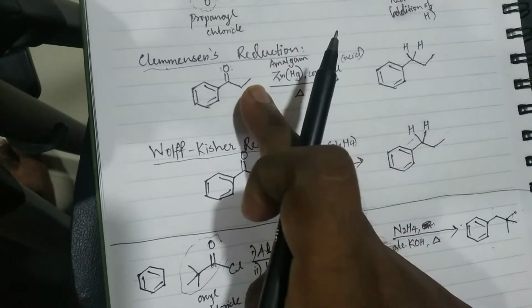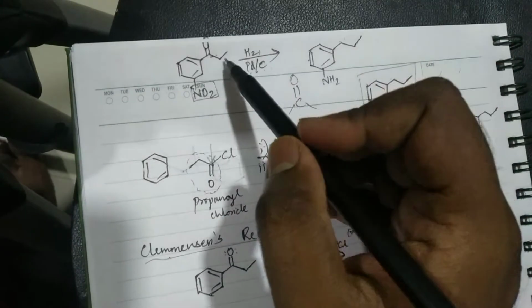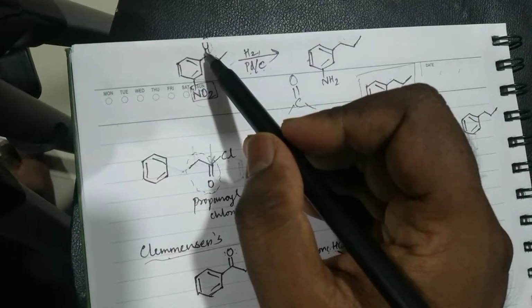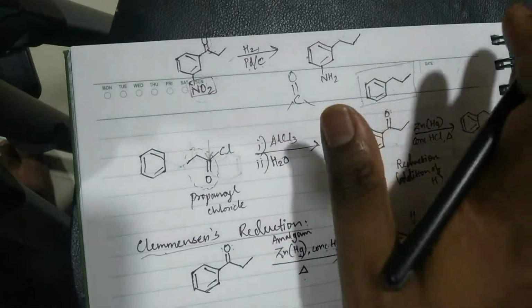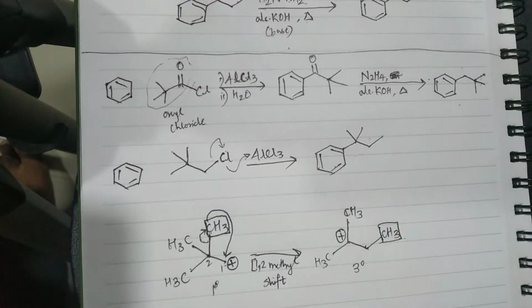For that I will use Clemmensen or Wolff-Kishner. Now, which reagent am I going to use to reduce only this and not this? We will be looking at those examples in future. Okay, fine. So now let's move to the next example.